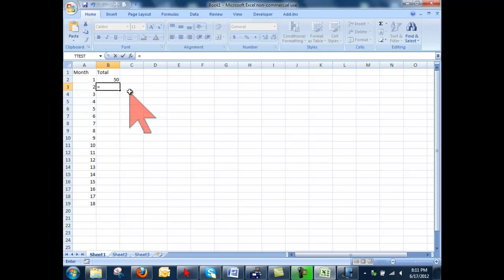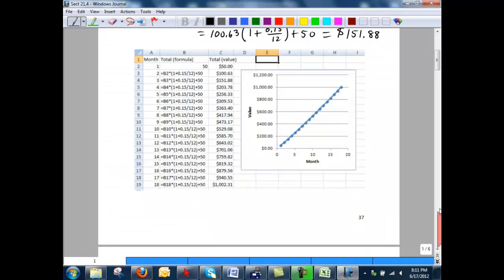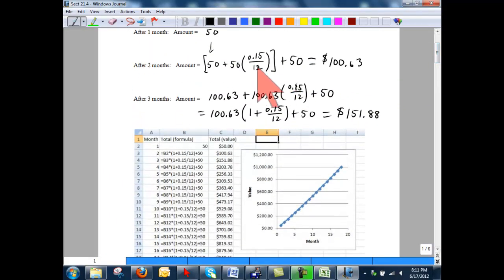And what I would like is, remember, this expression. The first time, if I had factored out the 50 as I could have out of this term in brackets, I'd have 50 times 1 plus 0.015 over 12. And then the second time around, I have 100.63 times 1 plus 1.15 over 12, and so on. So in Excel, what I really want to say is whatever the previous amount was, put it outside the parentheses, and then multiply by this 1 plus 0.15 divided by 12.